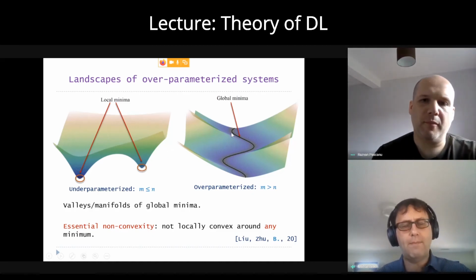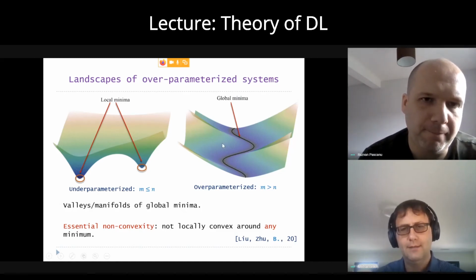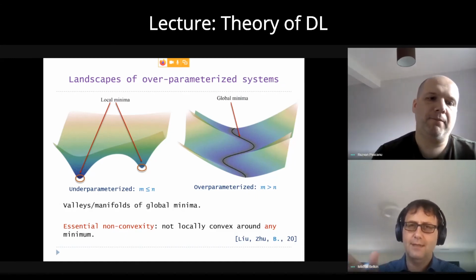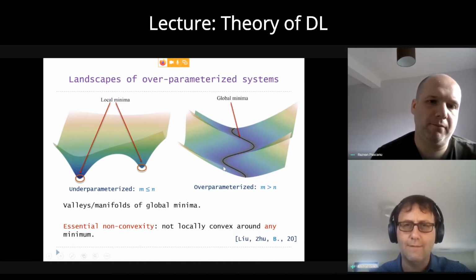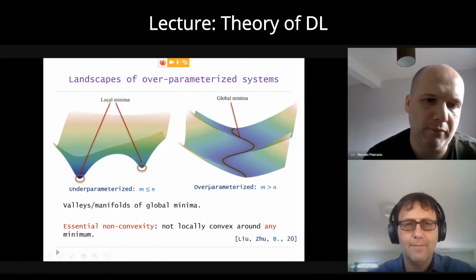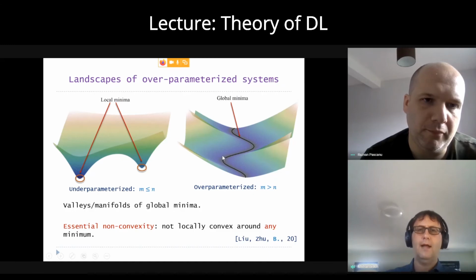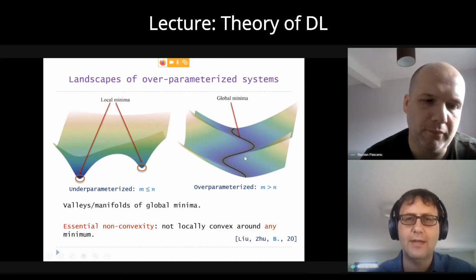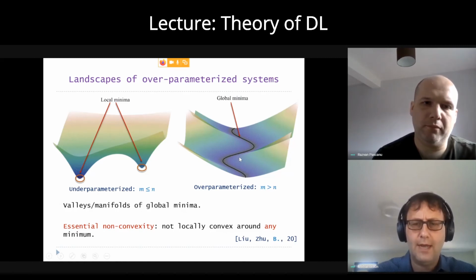Now, when you look at overparameterized settings, the picture is like that on the right. Your minima are values. It's a whole manifold of minima. And in this case, you have this curve, this kind of sine-like curve. And the interesting thing is that what you realize once you look at this is that this is essentially non-convex. This is, by the way, joint work with Xavier Liu and Li Benju, my students.